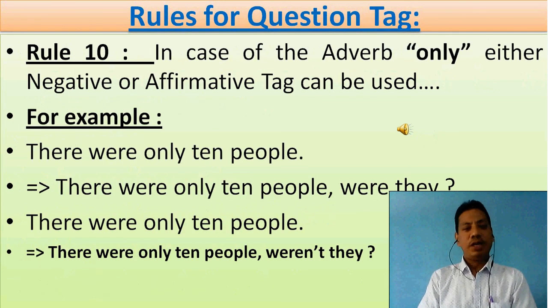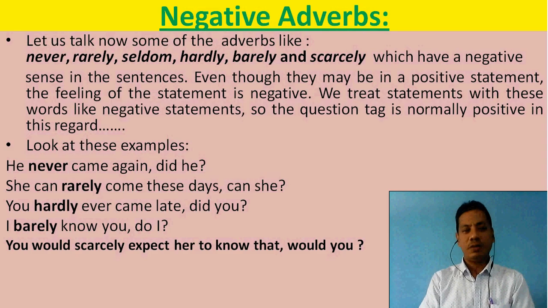Then rule number 10. In the case of the adverb only, either a negative or an affirmative tag can be used. There were only 10 people, were they? There were only 10 people, weren't they? Both are correct in this regard.